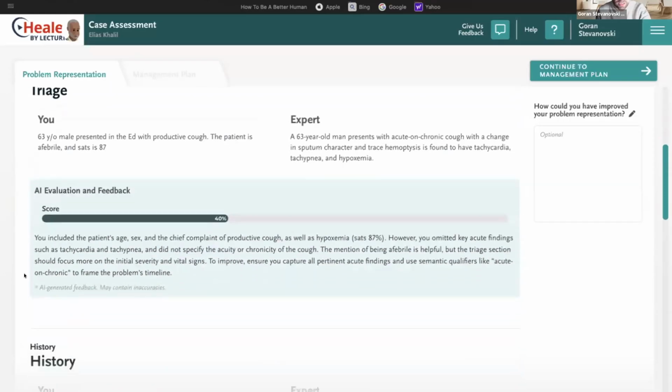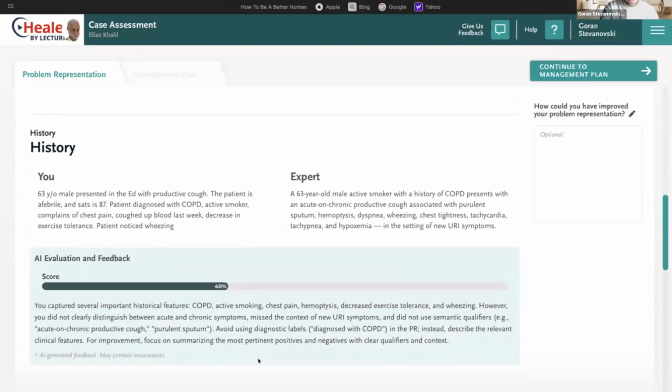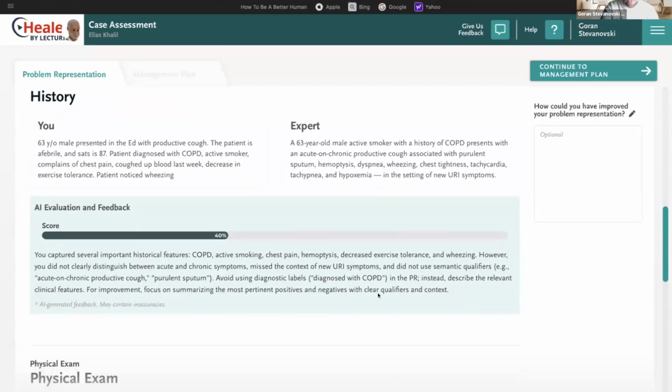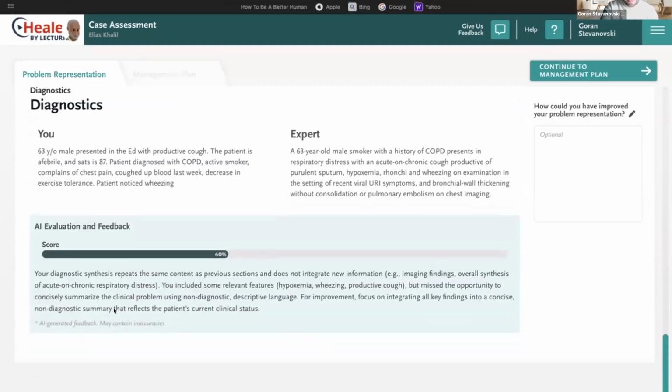And then within triage, it's what we included: age, sex, the chief complaint. However, you omitted key acute findings such as tachycardia, tachypnea, and did not specify the acuity or chronicity of the cough, right? Something really important. And we can look at this for each section. So history, how this should have evolved, how this changed, and everything. So we do get the scoring, but as I said, this written feedback is what's really important.